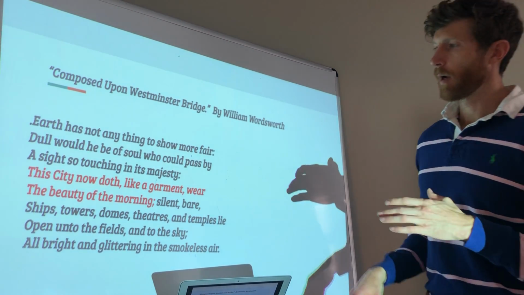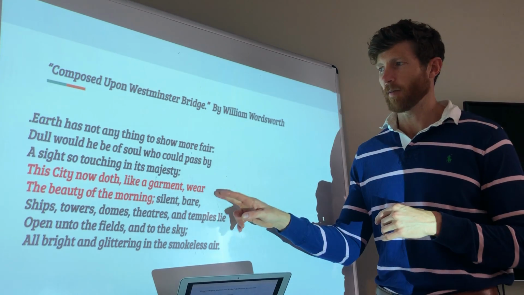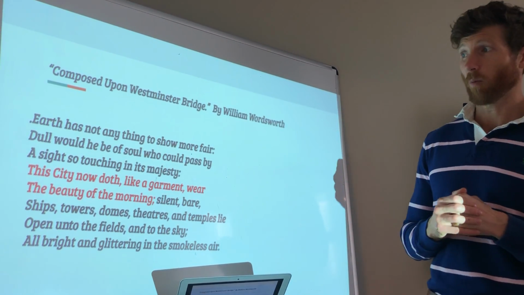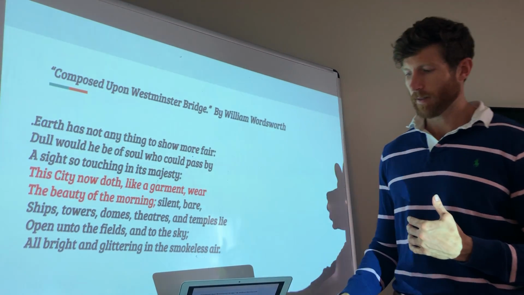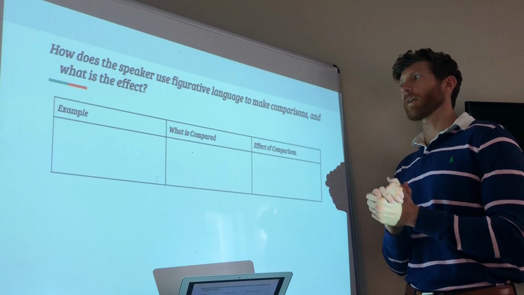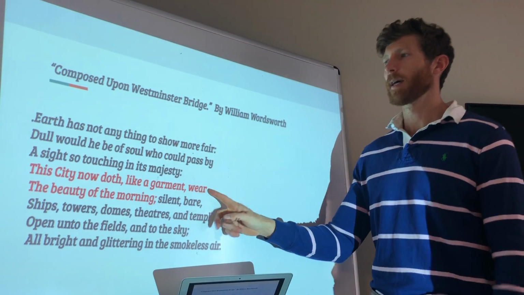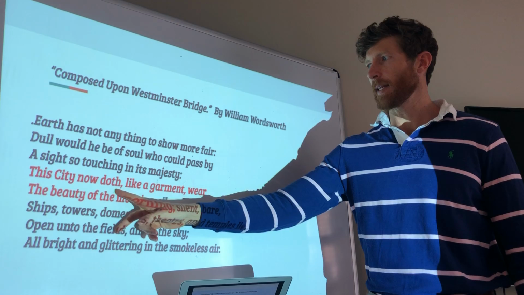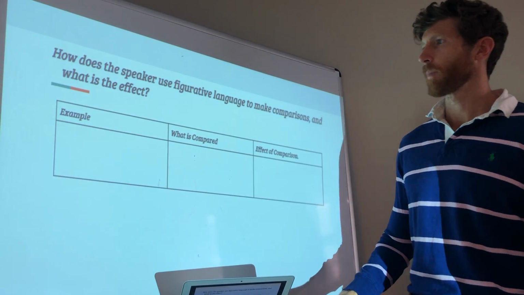All right, so the piece of figurative language I'm going to look at specifically is right here. "The city now doth, like a garment, wear the beauty of the morning." What does the author mean by this? Let's break it down. How does the speaker use figurative language to make comparisons, and what is the effect? So again, we're looking specifically at these two lines right here. "The city now doth, like a garment, wear the beauty of the morning."